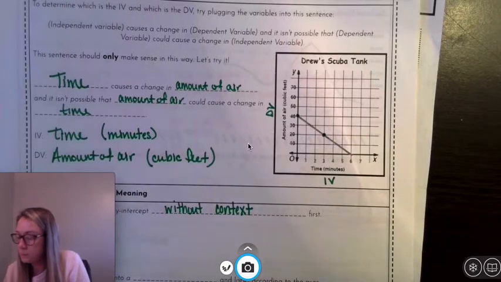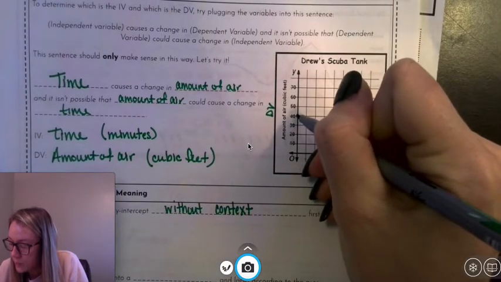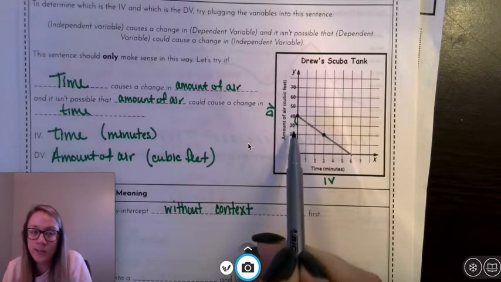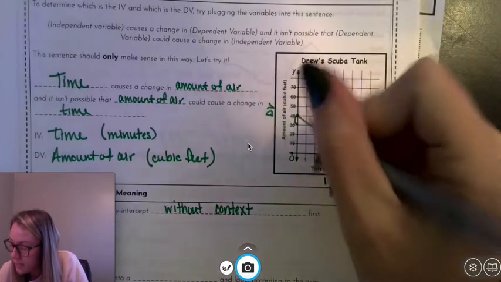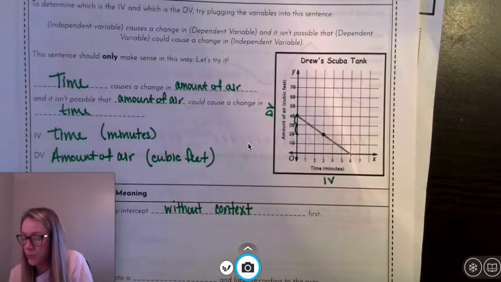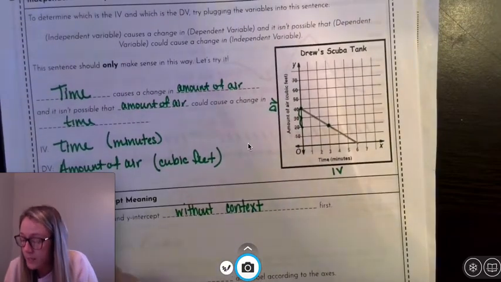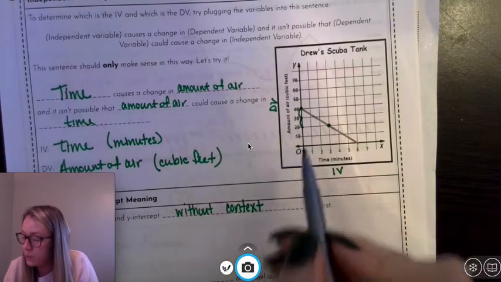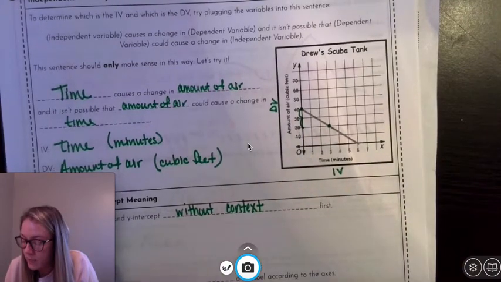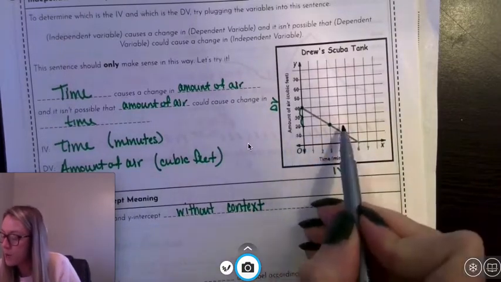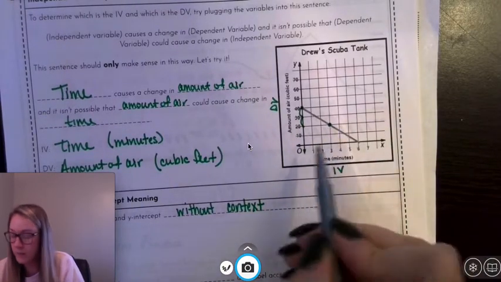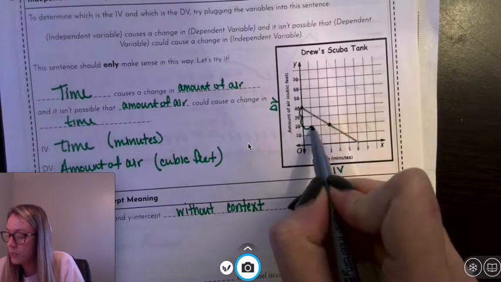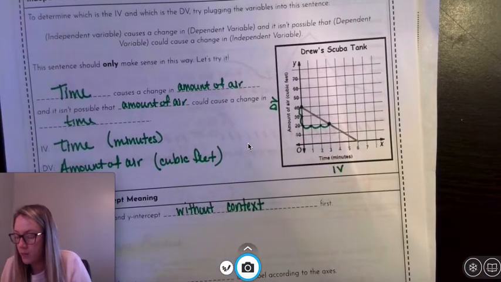I have to be careful because when I do my rise and I go down one box, it goes from 40 to 30, so I'm actually going down 10. So that was 10, and then another 10 would be 20. So I went down 10, 20, so my rise is negative 20. And then for my run, I'm going to go to the right, which is positive. When I go over 1, 2, 3, so my run is a positive 3.